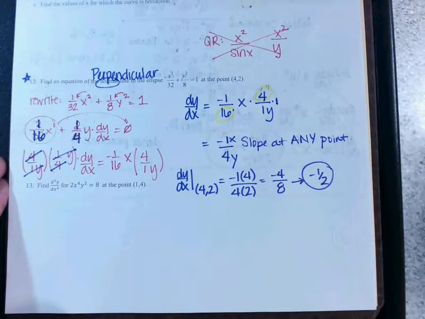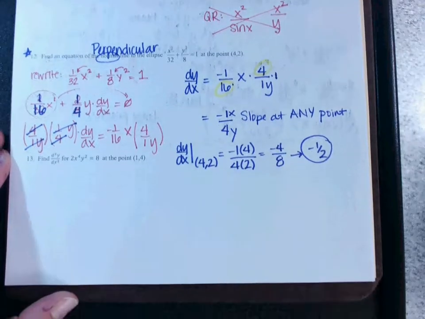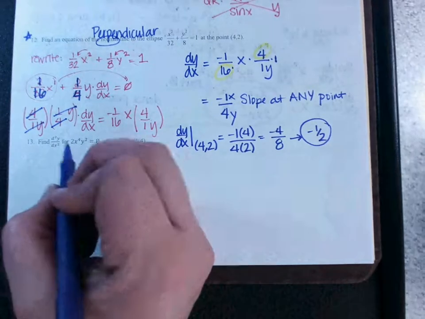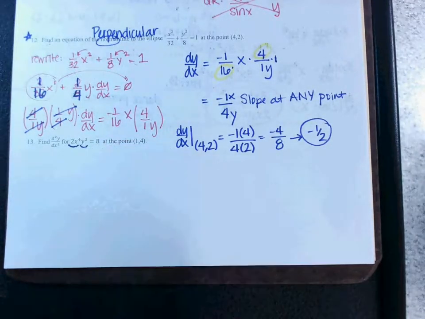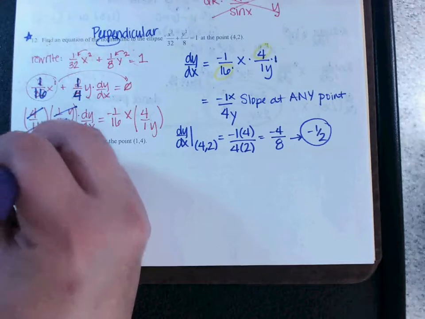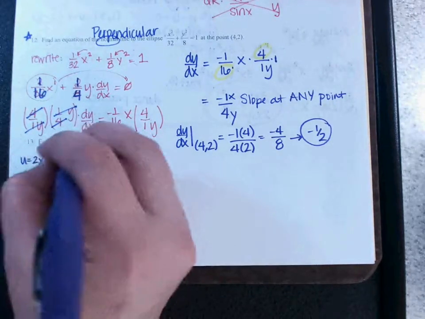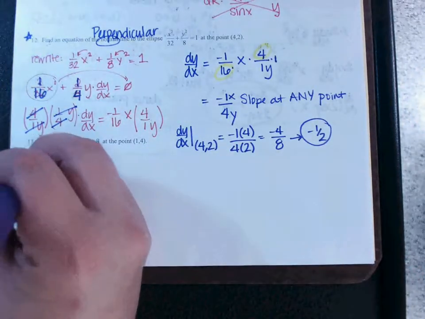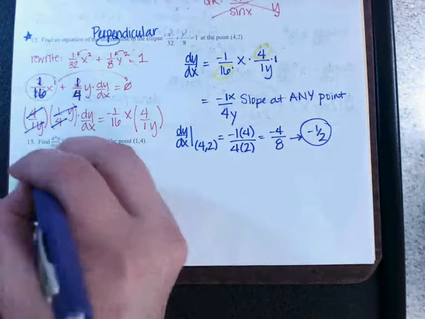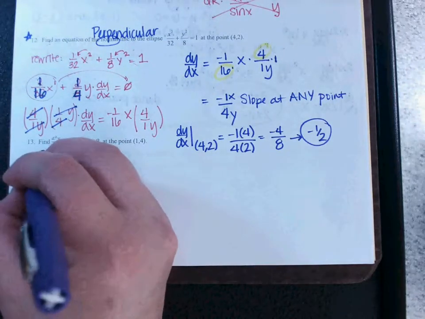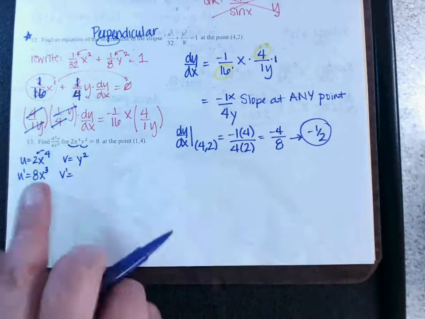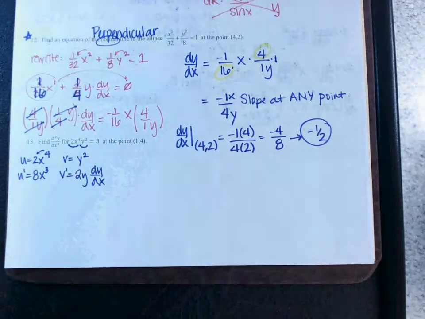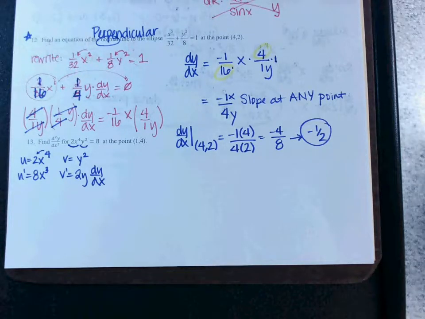Okay, next one that we're going to do, I'm going to actually start number 13 because it's a second derivative. So this is going to be my u, this is going to be my v. So my u is going to be 2x to the 4th, and my v is going to be y squared. So my u prime is going to be 4 times 2 is 8, x is now to the 3. My derivative here is going to be 2y dy dx.